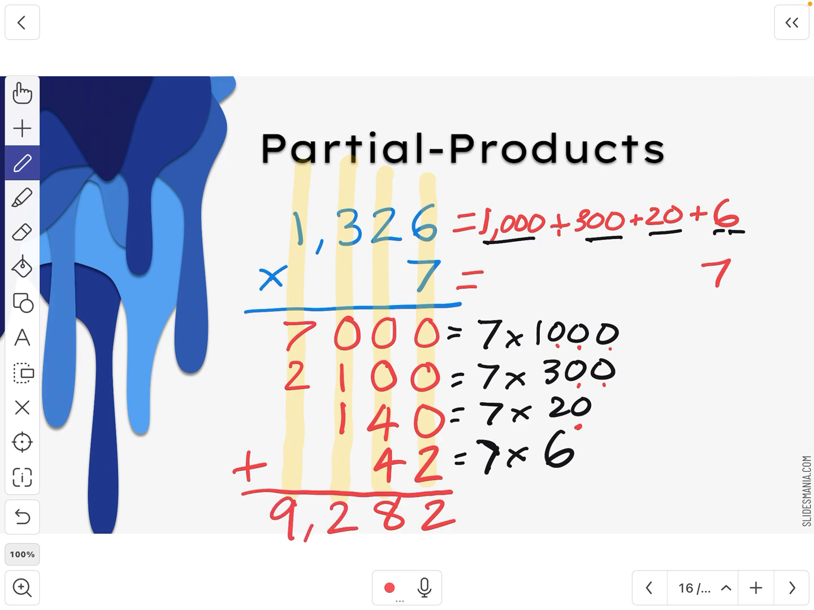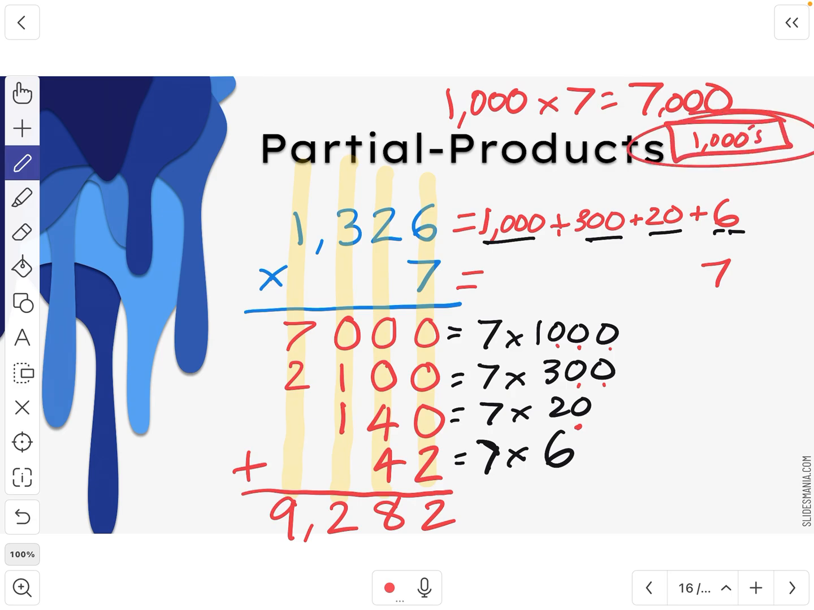Is this a reasonable answer? Let's do an estimate. We're going to round 1,326 to 1,000 times 7. So the answer should be around 7,000. In other words, the answer should be in the thousands. So if I were to circle one of those boxes on our estimate charts, I would circle the one that said thousands. Is our actual answer in the thousands? You bet it is. It's not that far from 7,000, so it's probably right. Looks good.